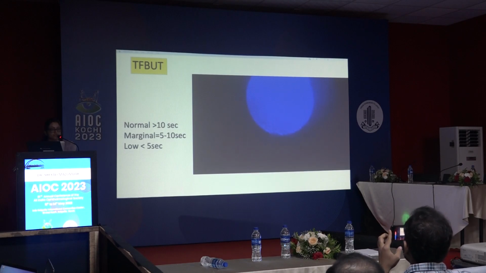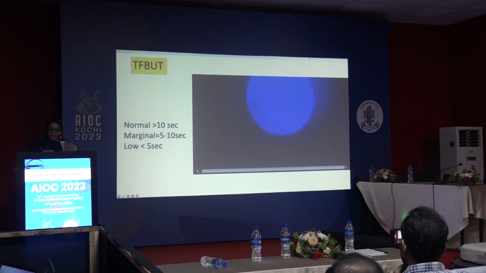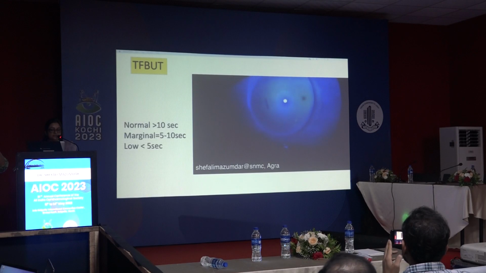So after staining the ocular surface with fluorescent dye, ask your patient to blink a few times, then ask the patient not to blink. The appearance of the first dry spot is the measure of tear film breakup time. Can you make out these dry spots? Is it visible? Okay. So in this case, it was 6 seconds, and it means the tear film breakup time is marginal.